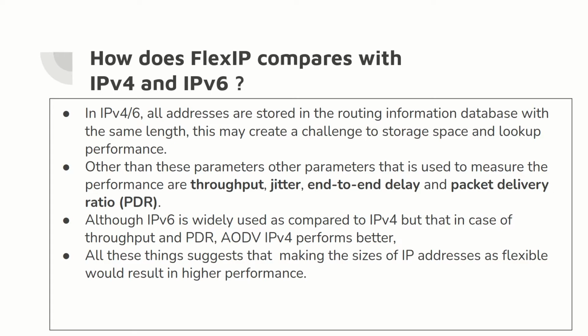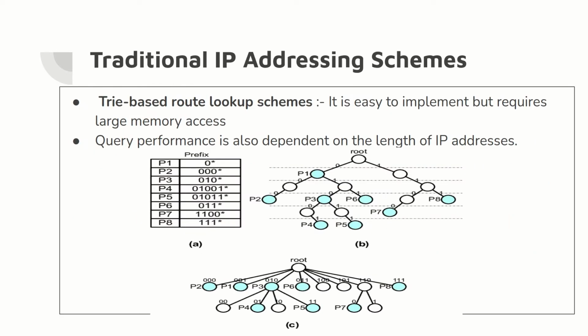So thank you, Fez. As Fez talked about the need for Flex IP and how the conventional IPv4 and IPv6 are leading to less efficiency and transmission overheads, now let's look at the traditional IP addressing schemes. So the first route lookup scheme we are going to look at is the trie-based route lookup.